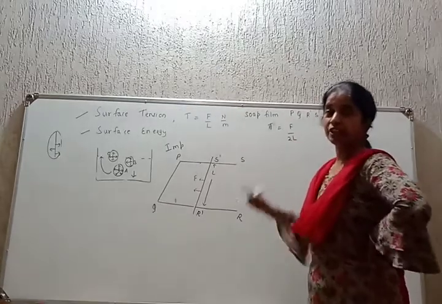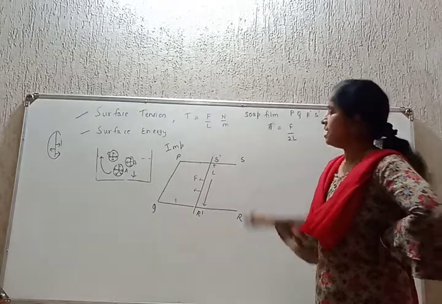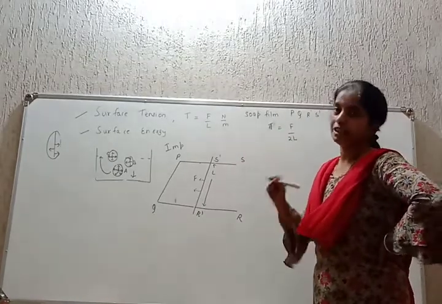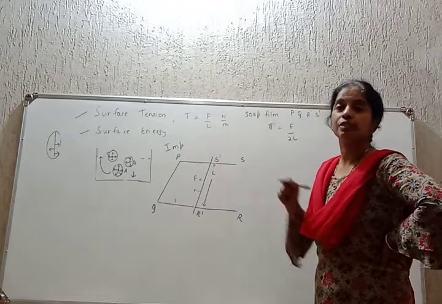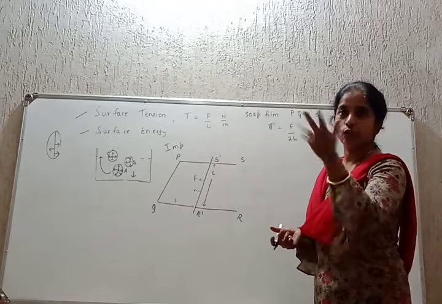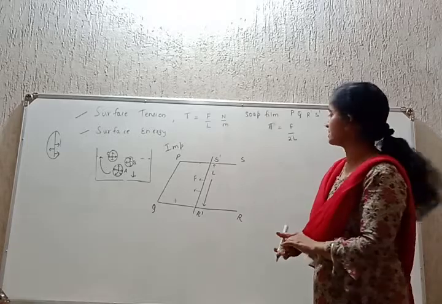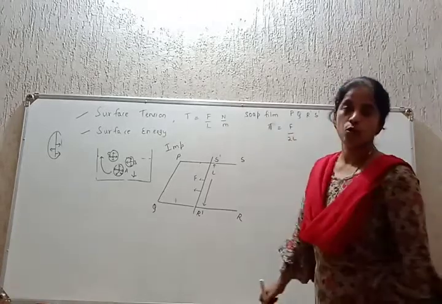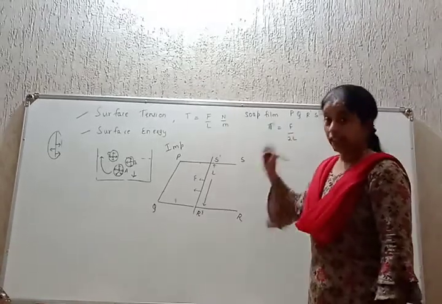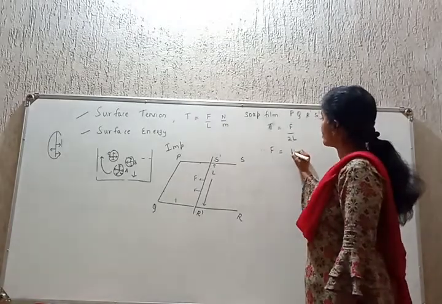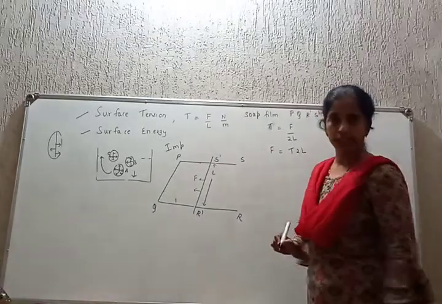Now you may ask me, teacher, why did you multiply by 2? Because after dipping in soap solution, a soap film is formed and the soap film has 2 surfaces. Just like a coin has 2 surfaces, the soap film also has 2 surfaces. Therefore T is equal to F upon 2L. Tell me, therefore what is force? T into 2 capital L.